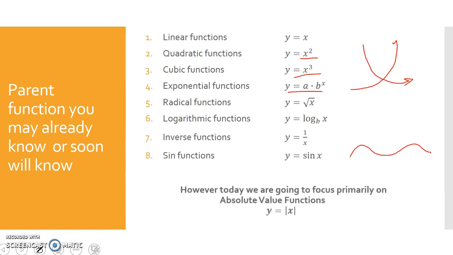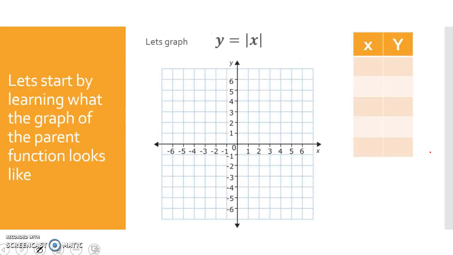But what we're going to talk specifically about today is the absolute value function, y equals the absolute value of x. You did do this function in Algebra 1. But let's go ahead and review, first of all, what the parent function looks like. So we're going to plug in different values for x, like -2, -1, 0, 1, and 2. And when we do that, if we plug in -2, the absolute value of -2 is 2. And if we complete that whole chart, it looks like this.